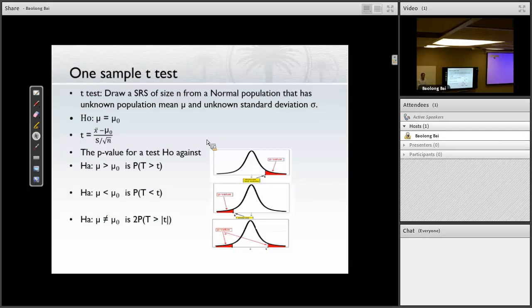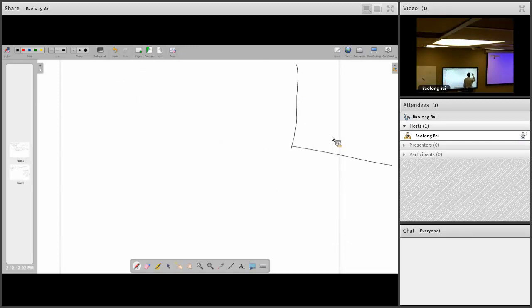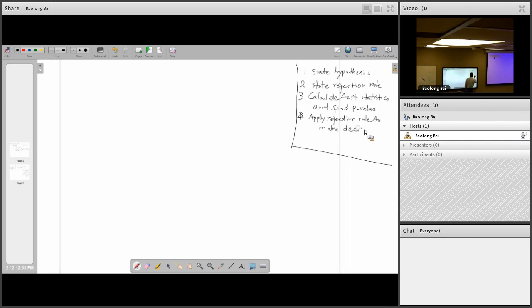Then how do we do t-test? Think about for any hypothesis test, we talked about last class, that any hypothesis test, we need to go through the 5-step procedure. First step, state hypothesis. Second step, state rejection rule. Step 3, calculate test statistic and find p-value. You can refer to chapter 15 for the procedure as well. Step 4, apply rejection rule to make a decision. And the last step is writing an interpretation, the conclusion.